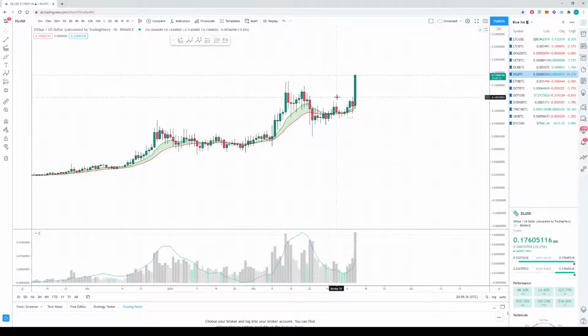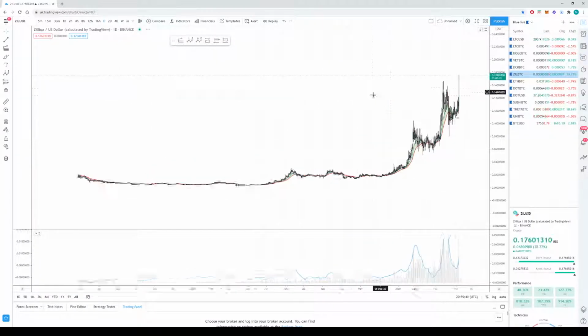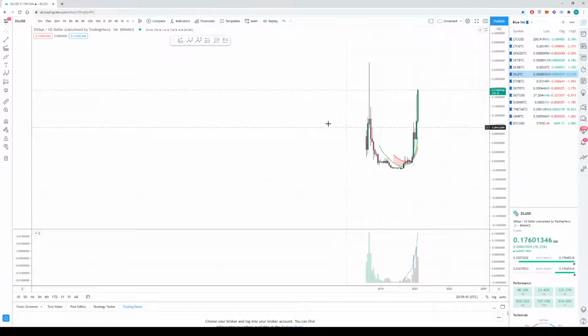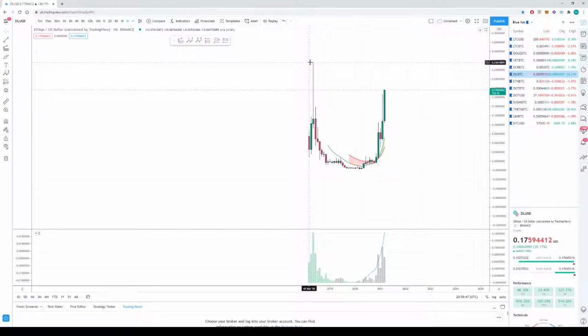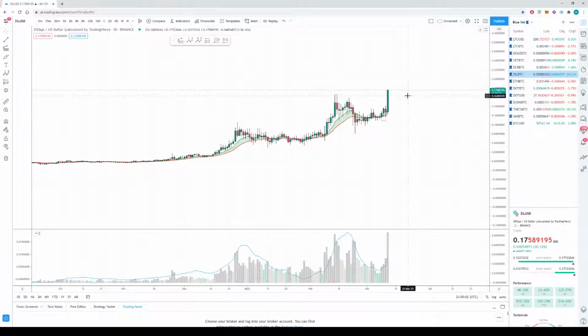In US dollar terms, how close is it to the all-time high? Okay, let's go look at monthly. I think it's all-time. Oh no, sorry. All-time high is 0.23 and we're on 0.175. Yeah. So this isn't the trade you get into with Zilliqa.